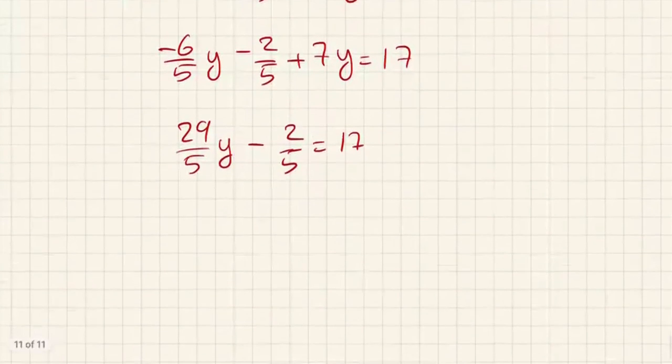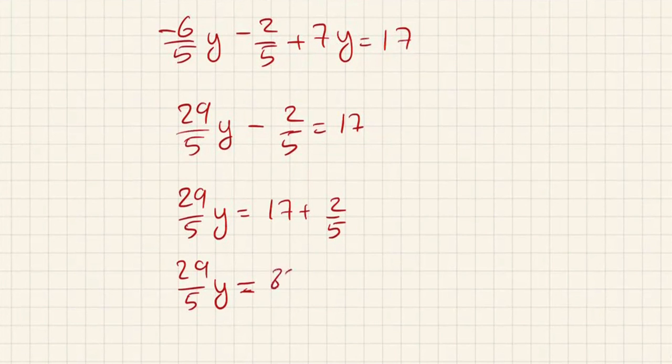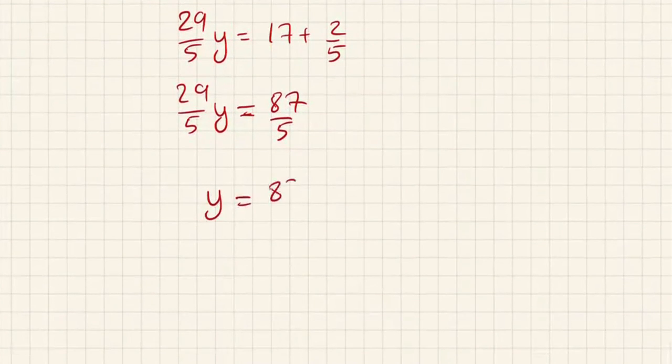Shift the negative 2 over 5 to the other side, so it will be 29 over 5 y equals 17 plus 2 over 5. Let me do it there. So 17 plus 2 over 5 equals 87 over 5. So just divide by 29 over 5, so y equals 87 over 5 divided by 29 over 5, which equals 87 divided by 29, equals 3. So now I got y equals 3.